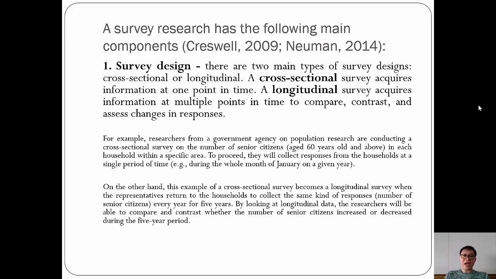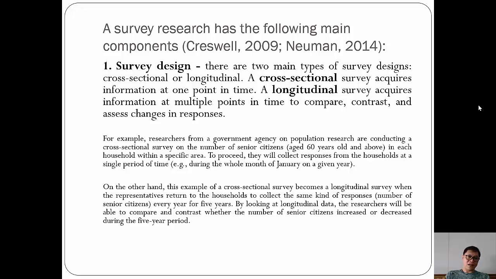Survey research has the following main components stated by Creswell in 2009 and Newman in 2014. A survey design has two main types. Okay? Cross-sectional survey and a longitudinal survey. A cross-sectional survey acquires information at one point in time. A longitudinal survey acquires information at multiple points in time to compare, contrast, and assess changes in responses.